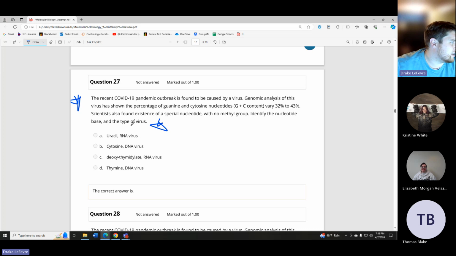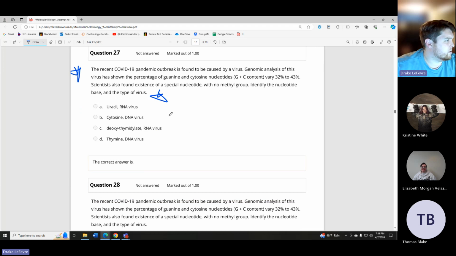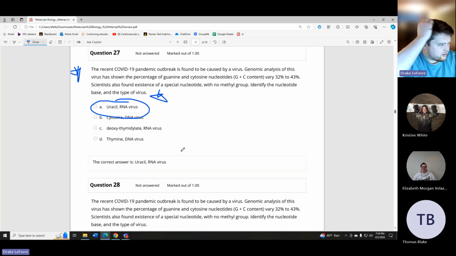Identify the nucleotide base and the type of virus. Genomic analysis of this virus has shown the percentage of guanine and cytosine nucleotides, G plus C content, varying from 32 to 43%. Scientists also found existence of a special nucleotide with no methyl group. Identify the nucleotide base and the type of virus. I don't know if there is a technical way to figure this out from the question, or it's just knowing memory. It's a uracil RNA virus.